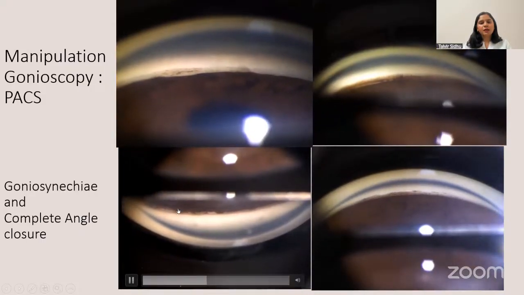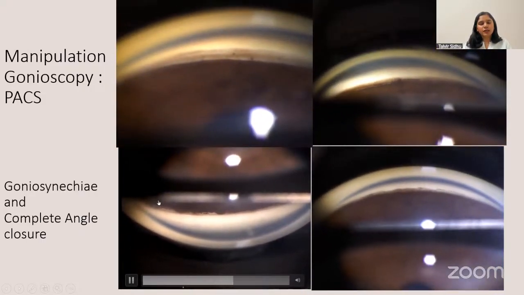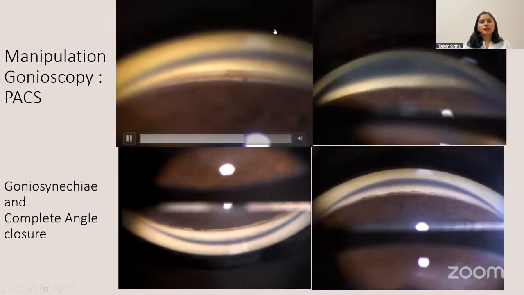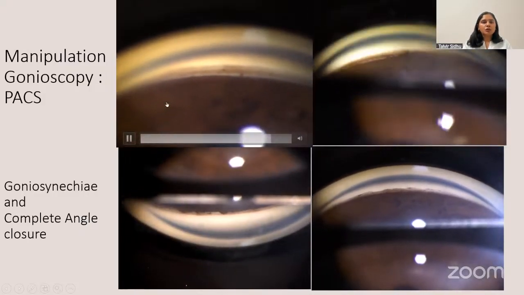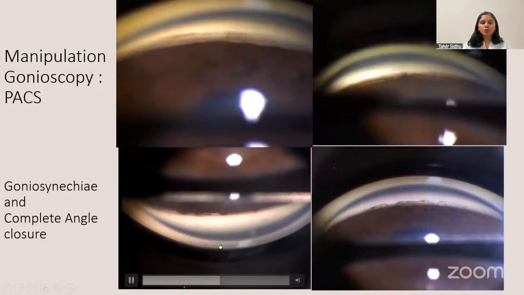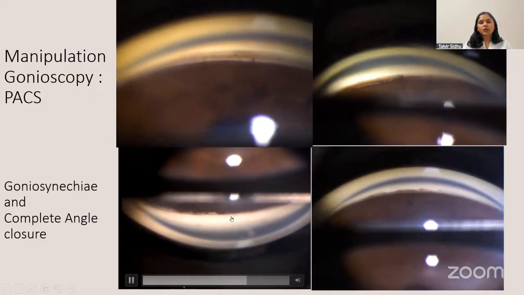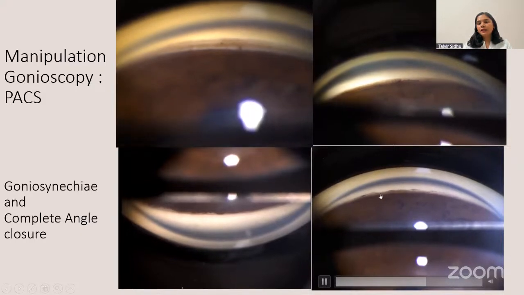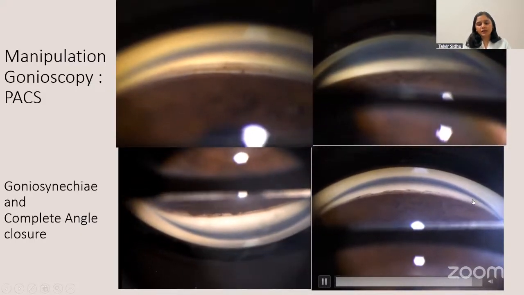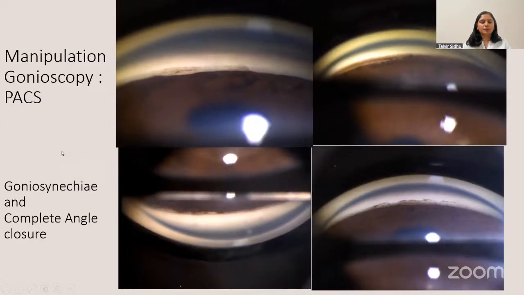This is some angle closure where goniosynechiae are present. And here you can see some blotchy pigments. And here the angle is still opening up. So this is primary angle closure suspect. This is primary angle closure where goniosynechiae have started and you need to do a YAG PI. And here it is primary angle closure glaucoma where the angle has already closed and it is not even opening up on manipulation.